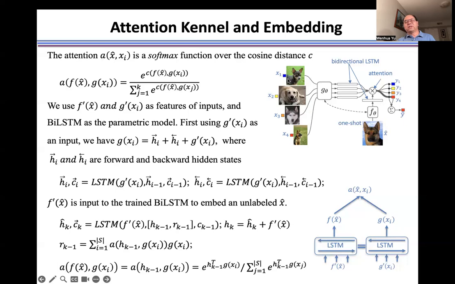For example, if we input the images, we train a bidirectional LSTM on this labeled dataset to generate feature G. And then we use the trained bidirectional LSTM to convert this input to an embedded feature F. And then we use the features F, G to calculate the attention. And then we use the attention and these labels together to calculate the label of the new data that is never seen in the training dataset.